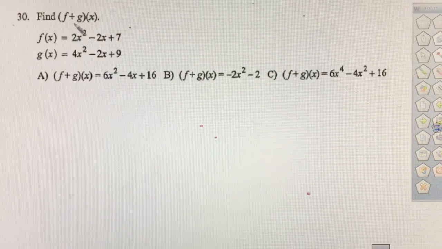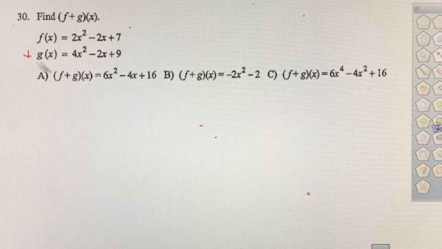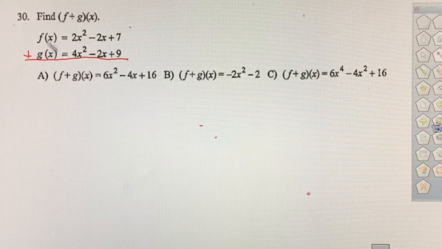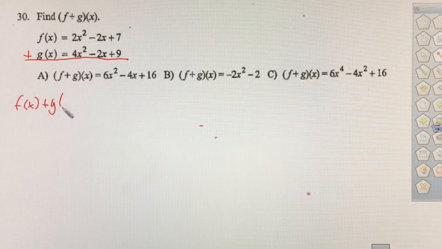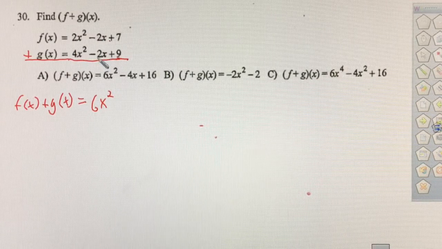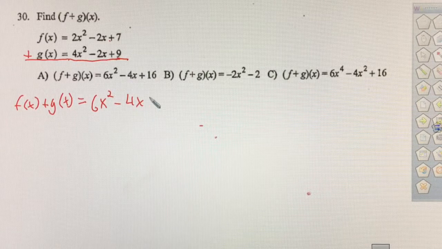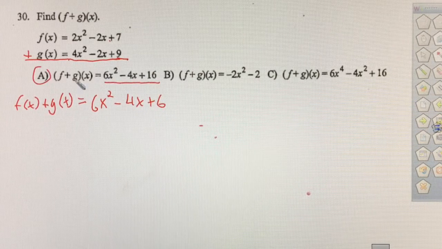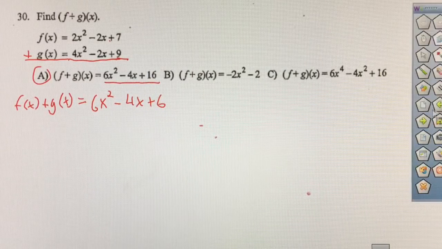All I'm asked to do here is add f of x and g of x. So basically I'm just going to add them. So do my arithmetic, but I love it that they stacked them up for me already. So that's going to give me f of x plus g of x equals 6x squared. Now do recall, I don't do anything with the exponents, I just add the coefficients. So 6x squared, negative 2 minus 2 is minus 4x plus 16. And it's right there. It's going to be choice A. F plus G can be rewritten like f of x plus g of x.